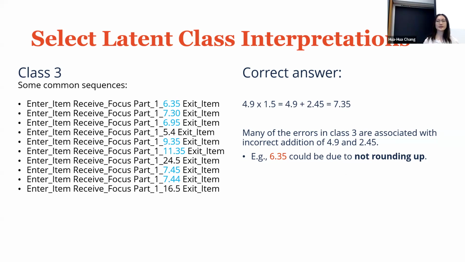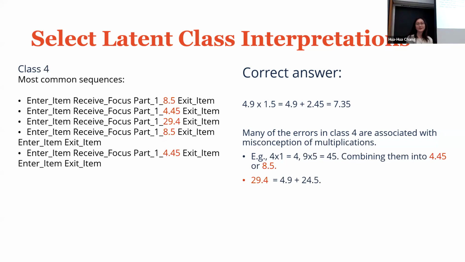So many of the errors in class 3 were associated with incorrect addition of these 2 parts of this multiplication. You can think of 4.9 times 1.5 as 4.9 times 1 and 4.9 times 0.5, which is 4.9 plus 2.45. The correct answer is 7.35. They might get 6.35 if they forgot to carry over the integer part when they do the addition.